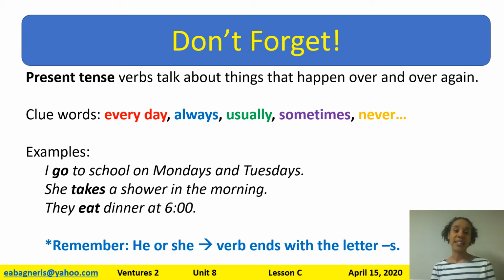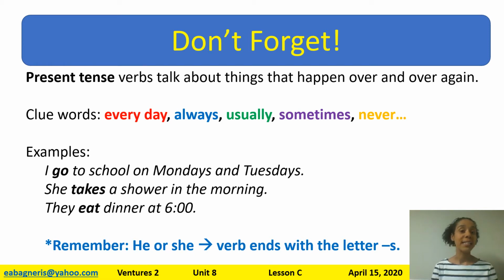So let's read the examples I have. I go to school on Mondays and Tuesdays. She takes a shower in the morning. They eat dinner at 6 o'clock. So when I read these sentences, I know that these things happen over and over again.